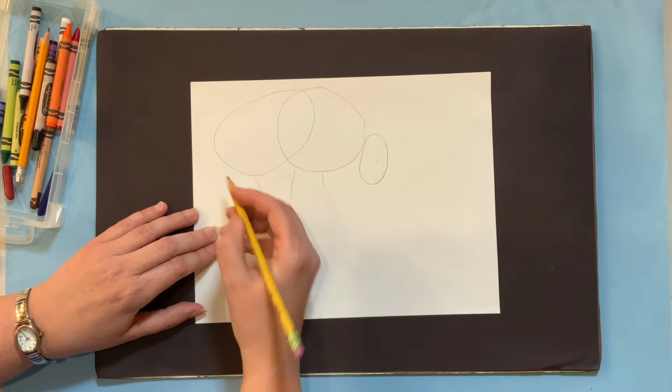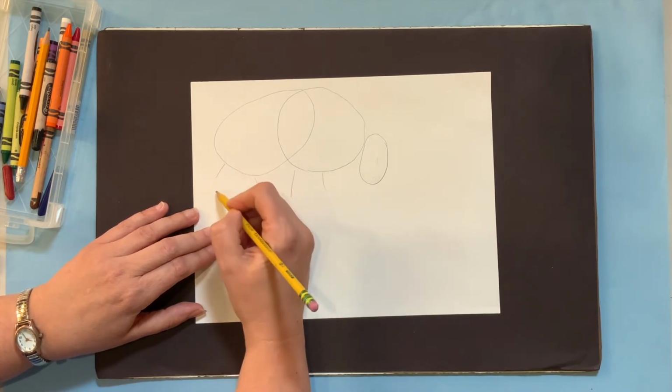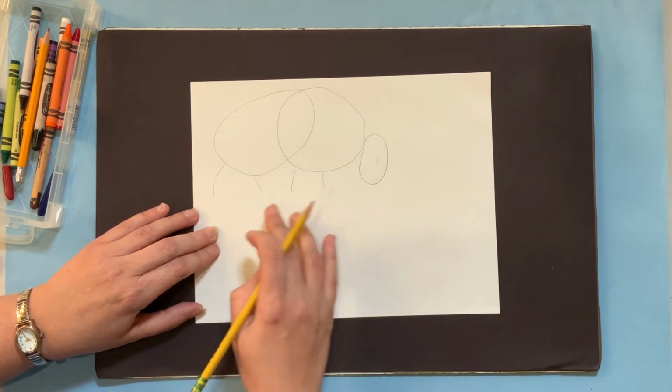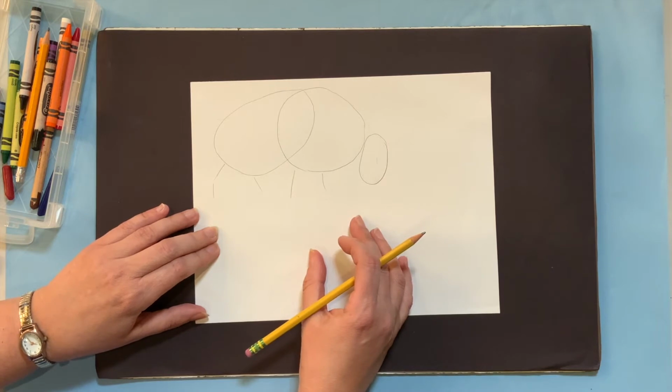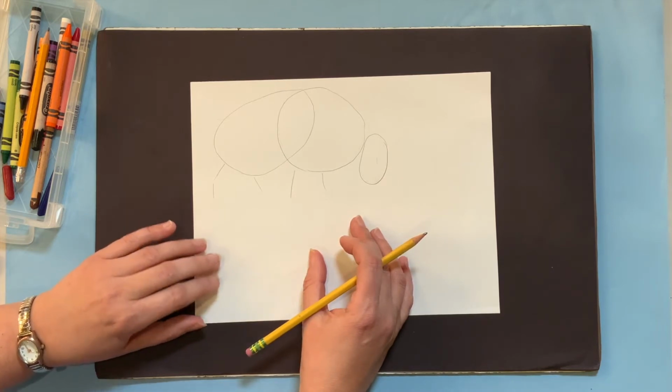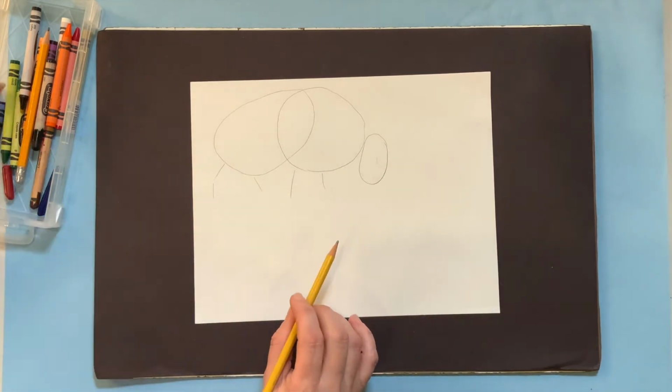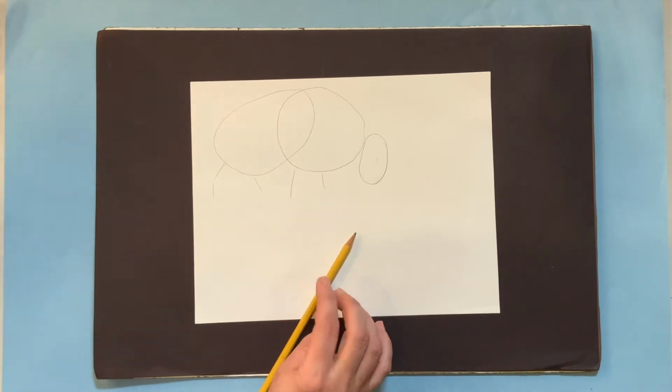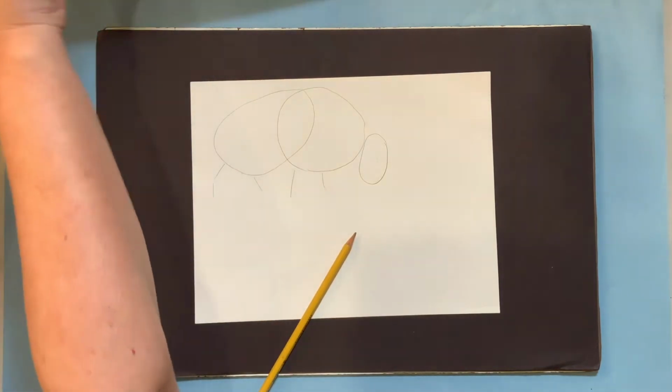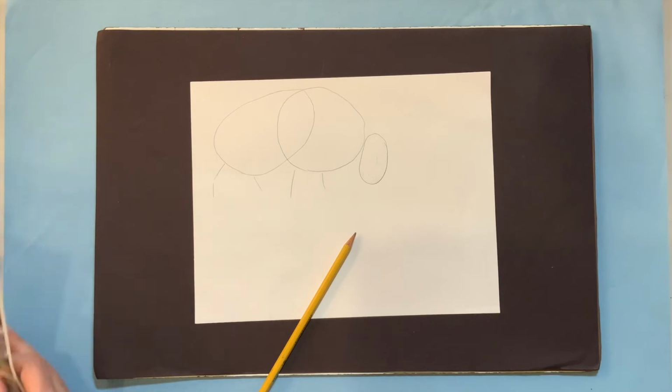I wonder what that could be. Let's see. What's it look like? That's going to be my bull. I didn't show you a picture. I needed to show you.